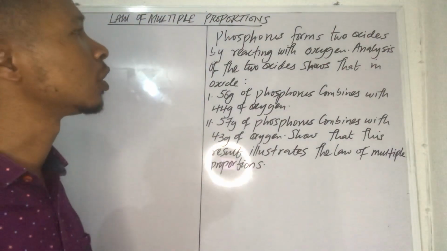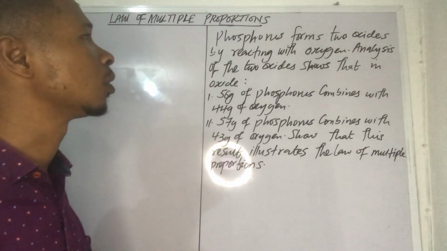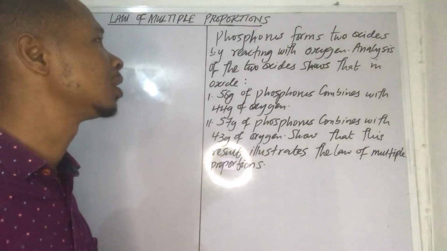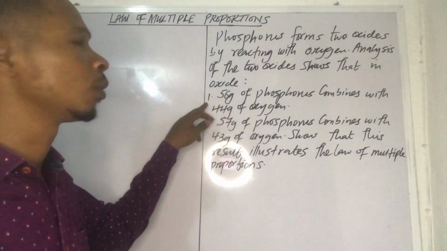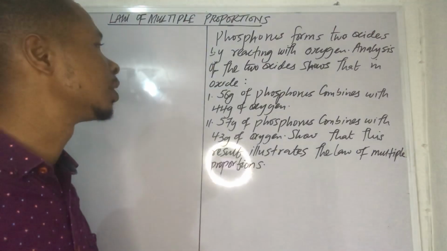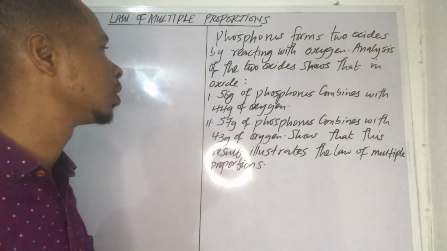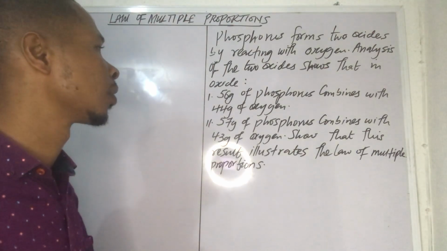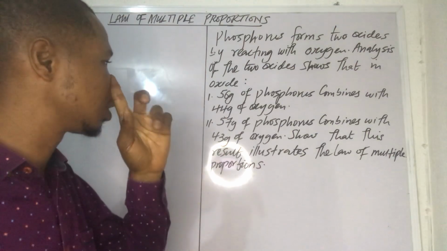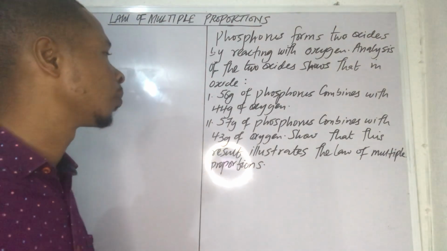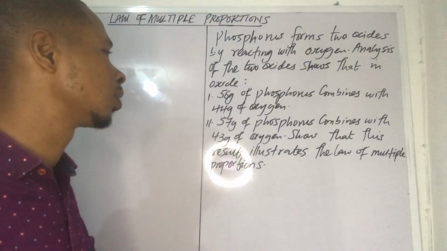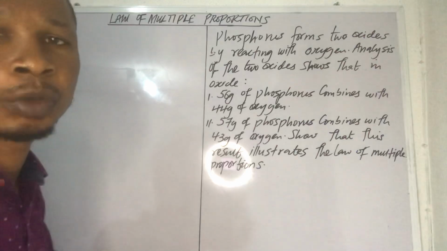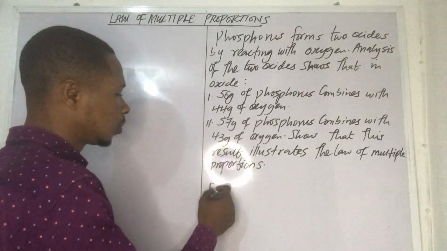Phosphorus forms two oxides by reacting with oxygen. Analysis of the two oxides shows that in oxide 1, 56 grams of phosphorus combines with 44 grams of oxygen, while in oxide 2, 57 grams of phosphorus combines with 43 grams of oxygen. Show that this result illustrates the law of multiple proportion. Now you have the solution here.